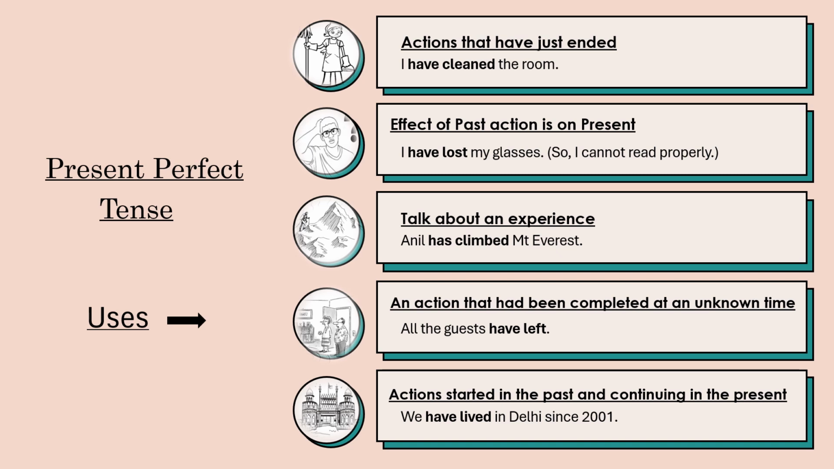Next, an action that had been completed at an unknown time is also indicated by present perfect. For example, all the guests have left. तो सब guests जा चुके हैं. पर वो exactly कब गए, कितने बजे गए, we have no idea. And lastly, to represent actions that started in the past but are continuing in the present. For example, we have lived in Delhi since 2001.